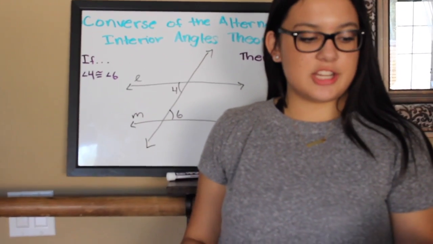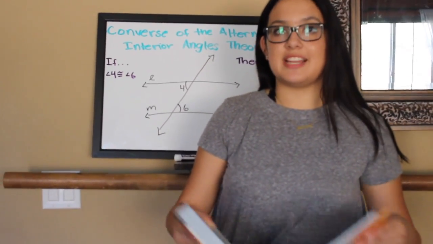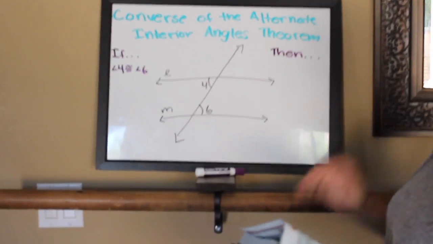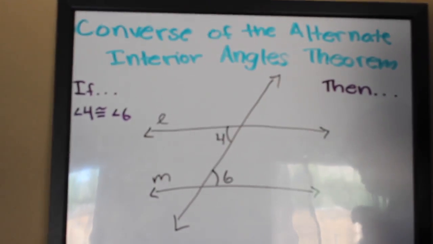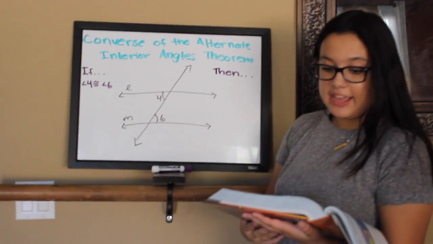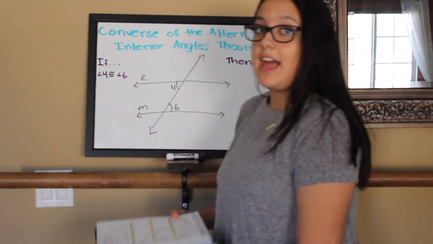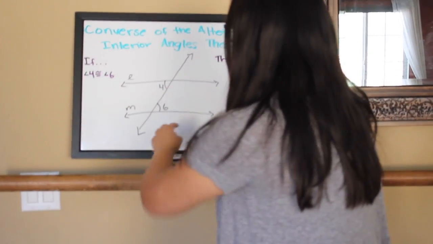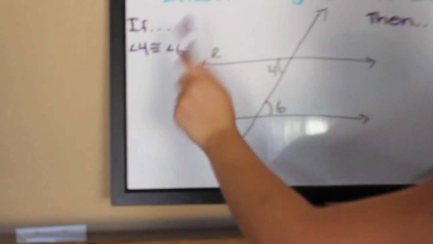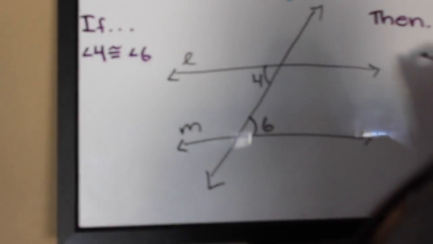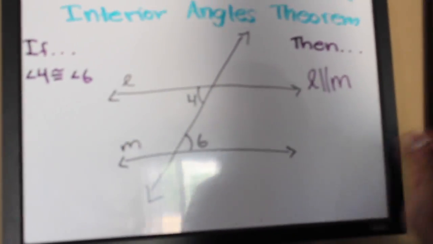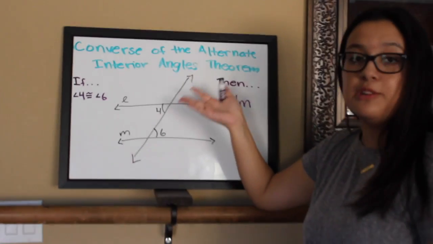In the next section, section 3-3, we're going to learn how to prove lines parallel. And one way to do this is through the converse of the alternate interior angles theorem. So this theorem is that if 2 lines and a transversal form alternate interior angles that are congruent, then the 2 lines are parallel. So here you can see that angles 4 and angle 6 are congruent. So if those angles are congruent, then that means that line L is parallel to line M. And that is one way to prove lines parallel.